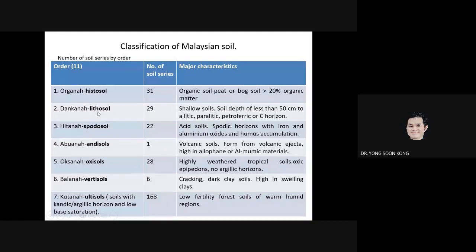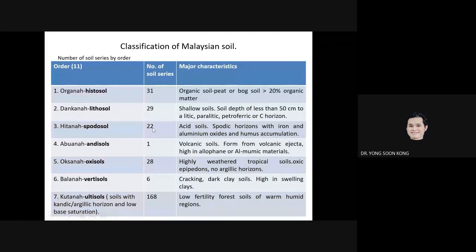What about the next one? Lithosol. Lithosol is related to shallow soil with a soil depth of less than 50 centimeters. Lithic, paralithic, petroferric, or C horizon. Okay, carry on.